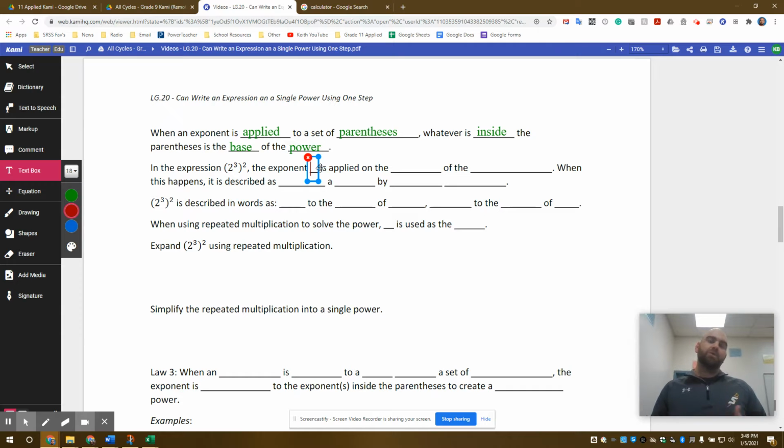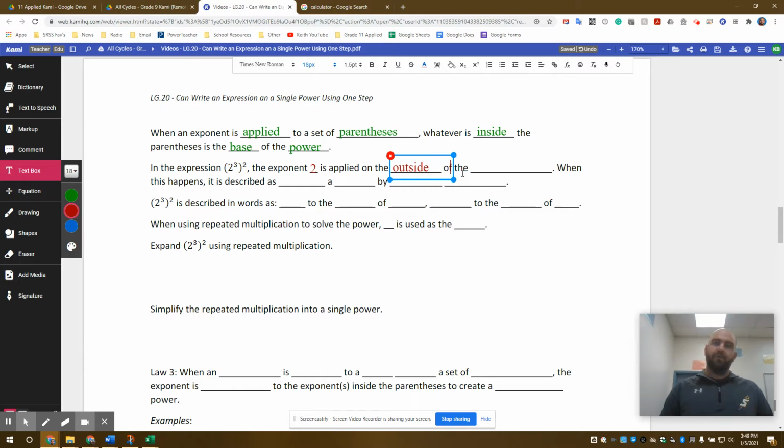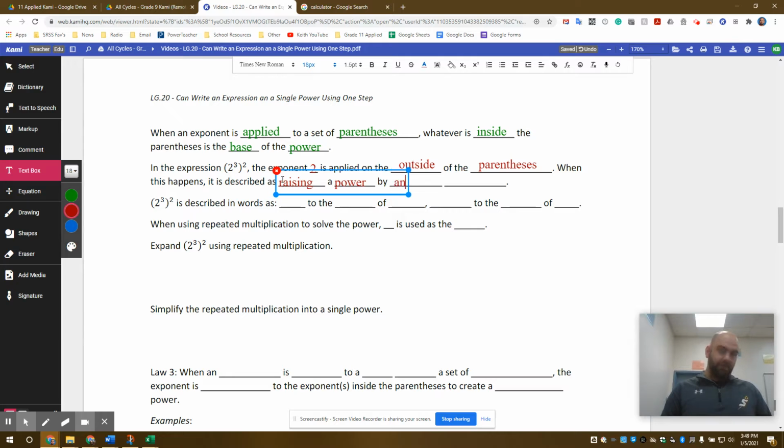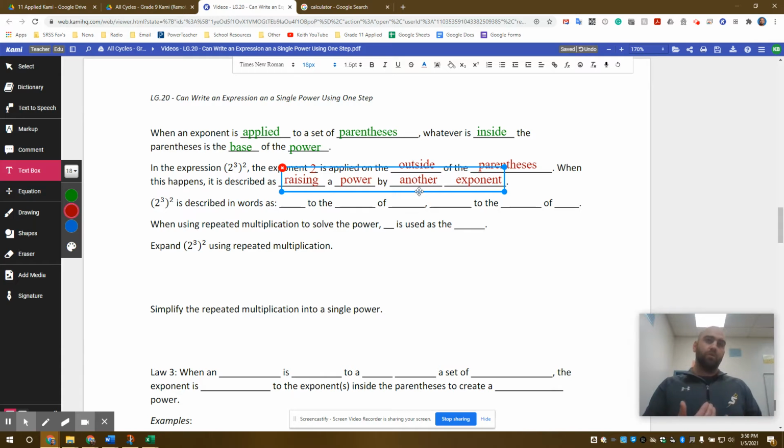So in the expression 2 cubed raised to the power of 2, the exponent 2 is applied on the outside of the parentheses. When this happens, we describe it as raising a power by another exponent. If we would describe this in words, we would say 2 cubed raised to the power of 2.